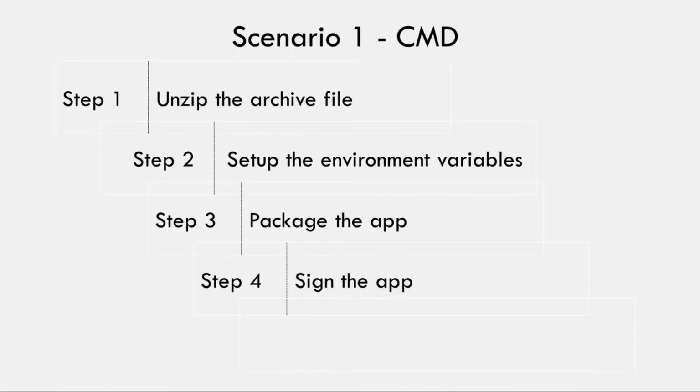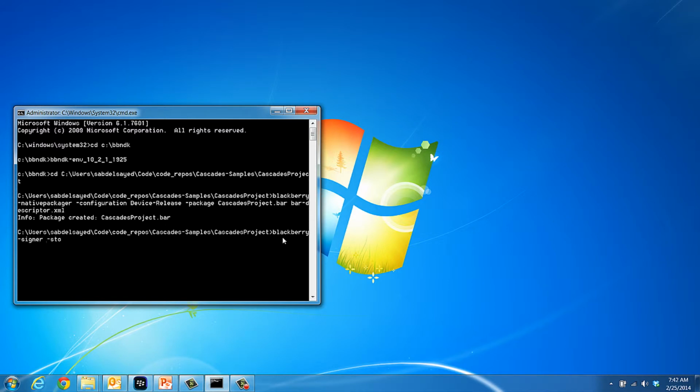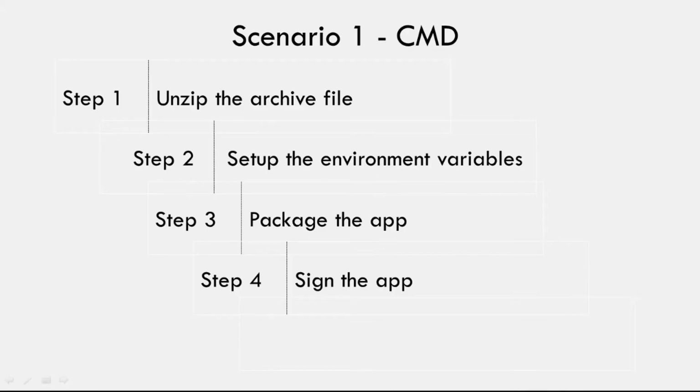Step 4. Sign your app using the BlackBerry 10 Signer tool. Type and run the following command to sign the bar file. Step 5 and the final one is to retrieve the signed bar file from the project folder.